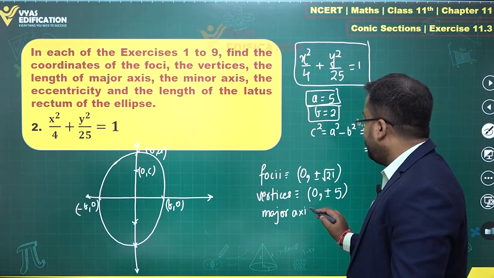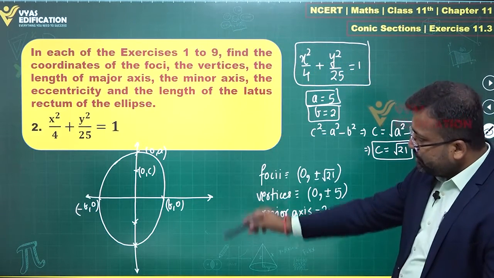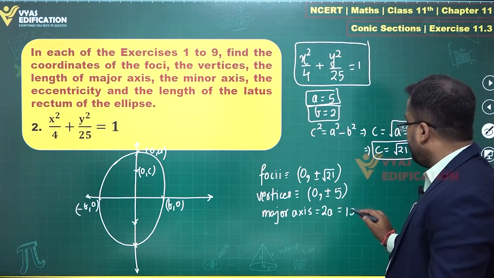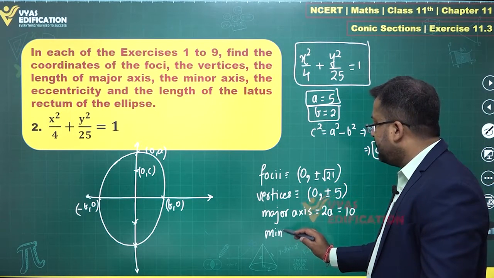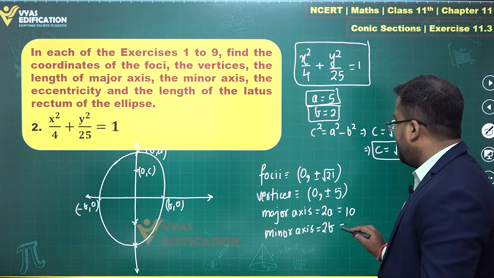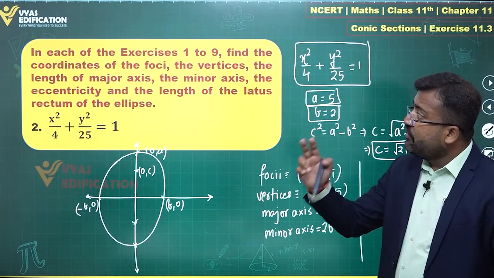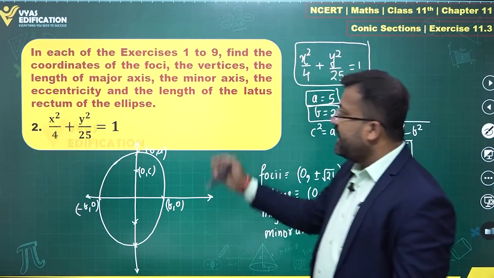Major axis length will be 2A, which is equal to what? Major axis will be this 2A, which is equal to 10. Minor axis, the length will be equal to what? This is 2B and it will further be equal to 4. We have found 4 things, but 2 more things remain: eccentricity and the length of latus rectum.